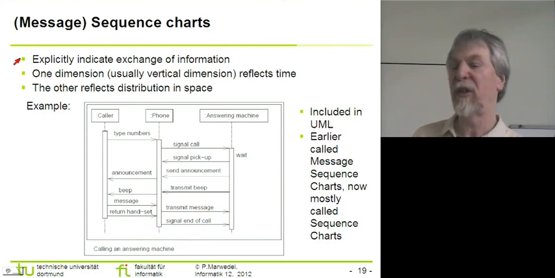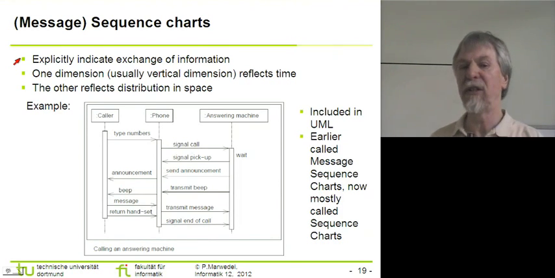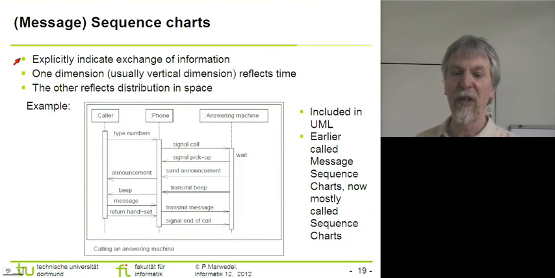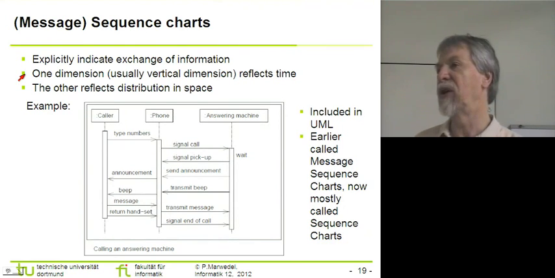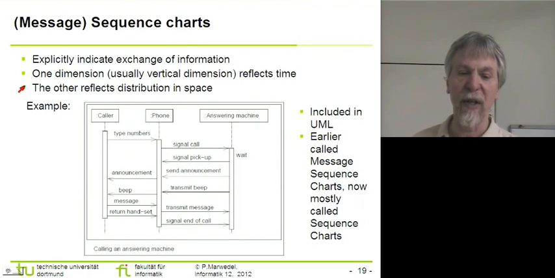In this case, we are adding a little more detail to our specifications. In this case, we are explicitly indicating the exchange of information. In one dimension, typically the vertical dimension, we are denoting time, and the other dimension, typically the horizontal dimension, is reflecting the distribution in space. So if, again, we are referring to that answering machine, we see the caller, we see a phone, and we see the answering machine.